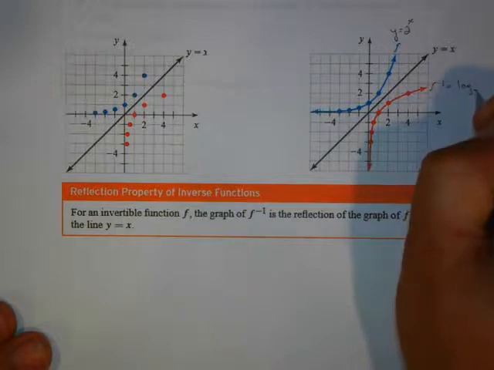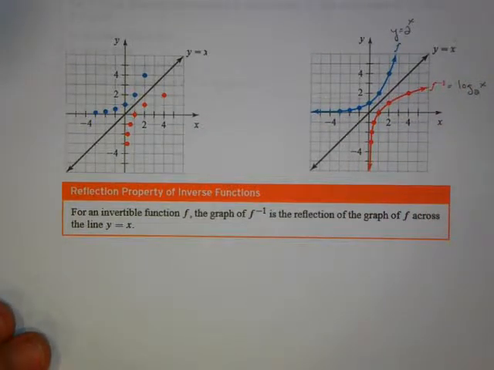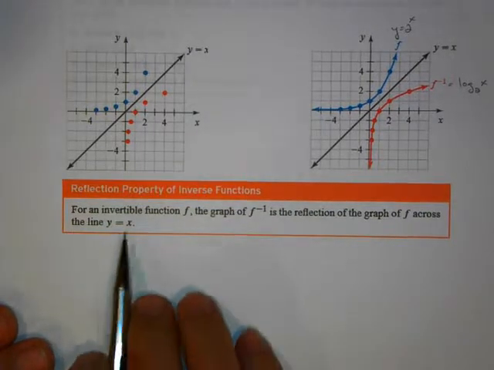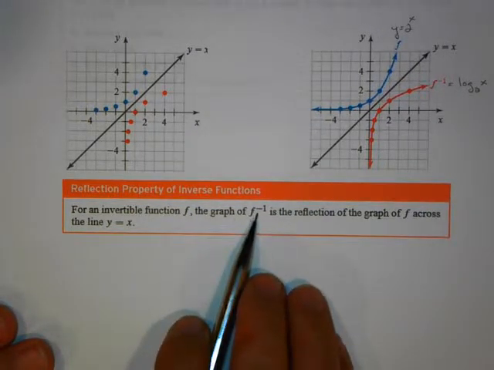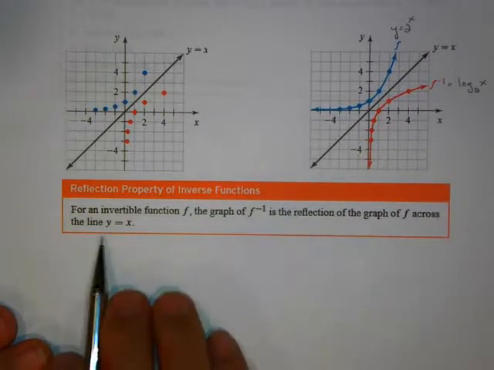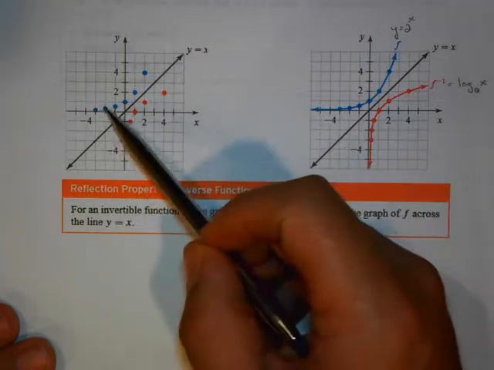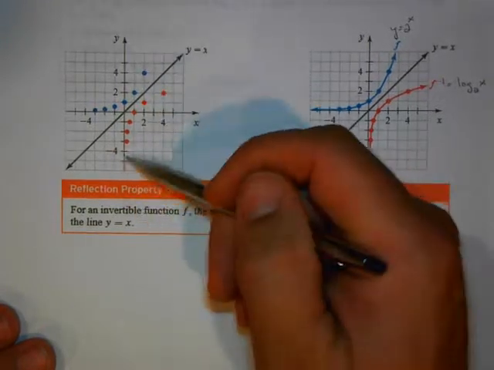Okay. But for an invertible function f, the graph of f inverse is the reflection of the graph of f across the line y equals x. So this is always going to be true. If two functions are inverses of one another, then they're going to be symmetrical to this line y equals x.